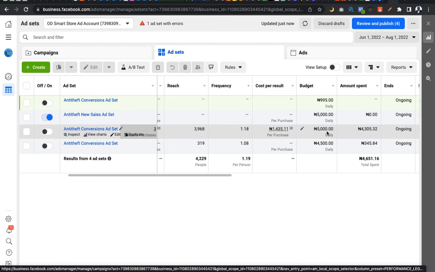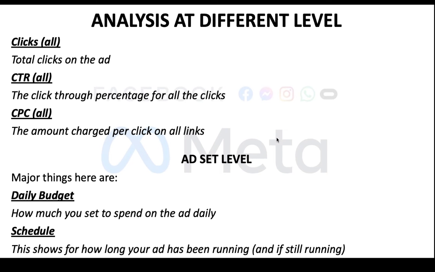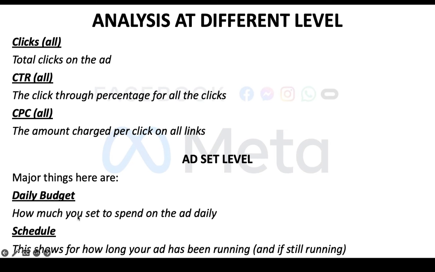So if that ad was meant to run for 4 days, that should be 20,000 naira. So you will have funded your account with 20,000 naira, and the ad keeps removing 5,000 naira daily from your ad account. So that's it, daily budget. It says how much you set to spend on the ad daily, like I said. Schedule shows for how long your ad has been running and if it is still running.